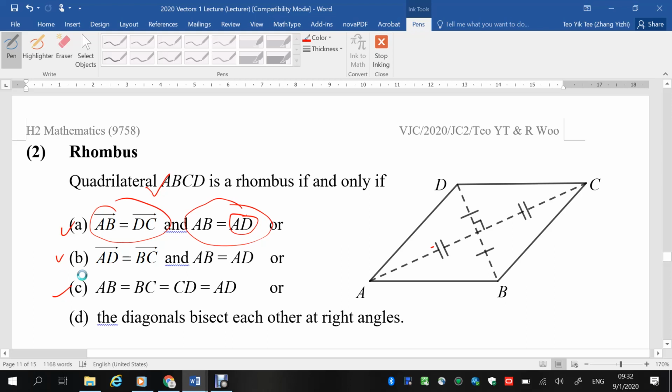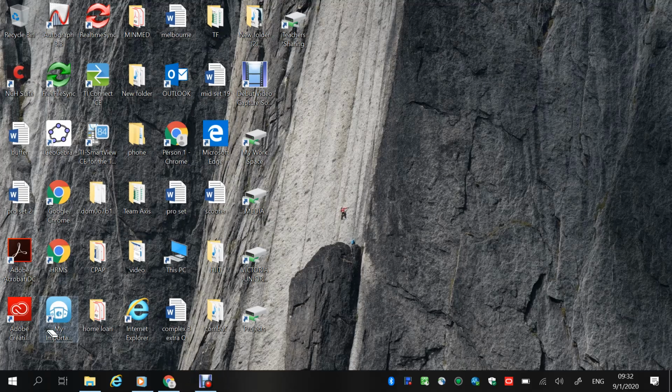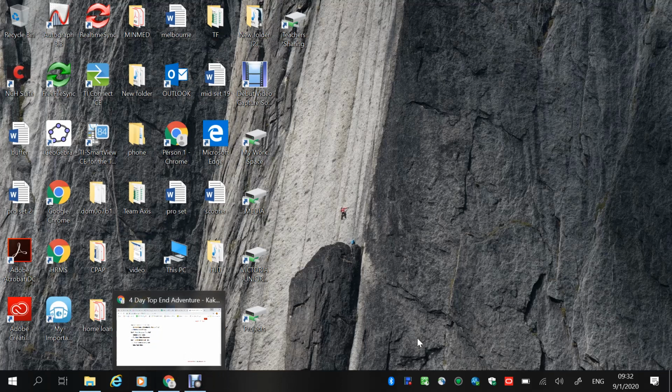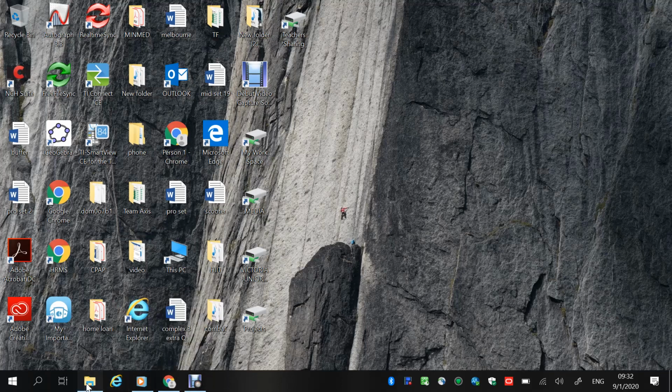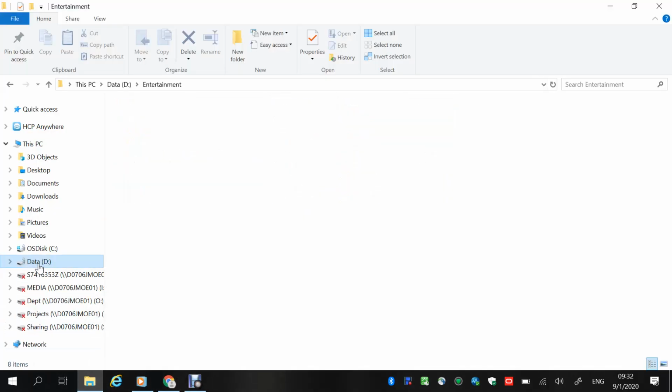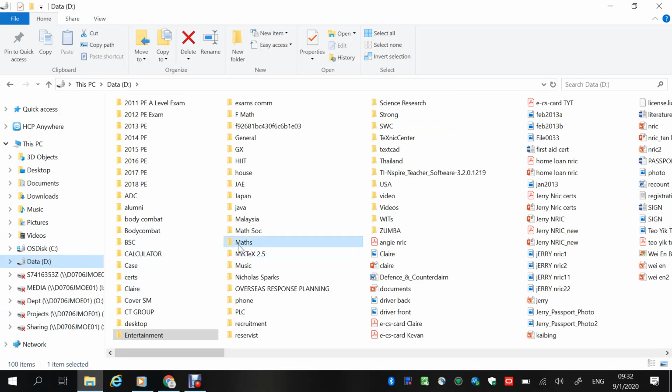So what is the extra feature? Even the diagonals. This one, please take note. The diagonals of a rhombus bisect each other at right angles. Oi, what happened to my notes? Gone.